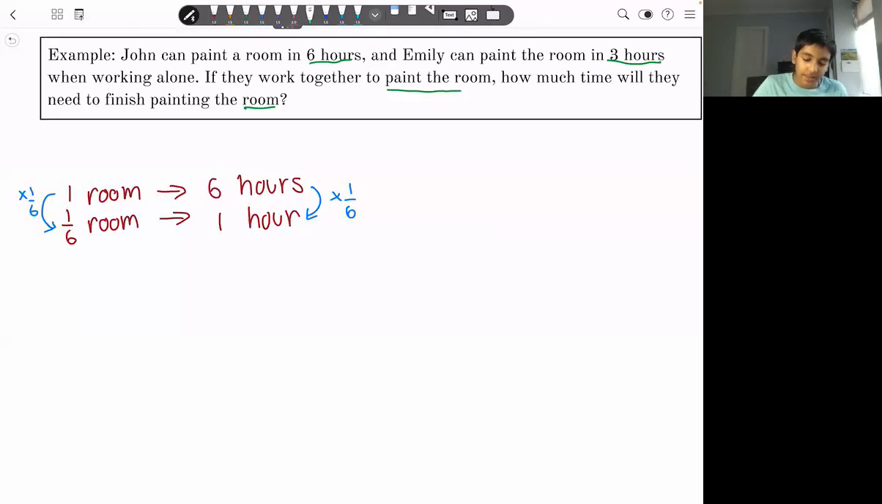Okay, now the same thing for Emily. Emily can paint one room in 3 hours. So we can multiply by 1/3 on both sides. We get that in 1 hour, Emily can paint 1/3 of a room.